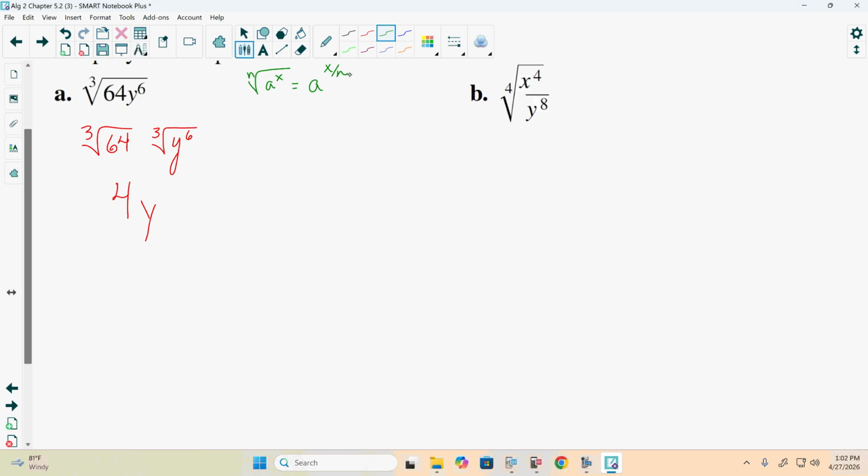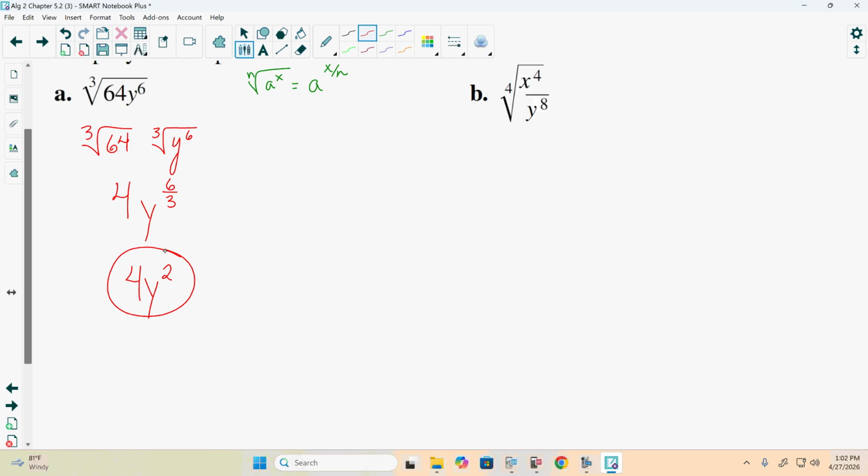Especially with variables, instead of trying to figure out grouping and doing different things with this here, we can look at it as a to the x over n. And for us here, it's going to be y. Exponent attached to y goes on top, so it'd be 6. The denominator would be the root, which is 3. 6 divided by 3 is 2. Telling us that we have 4y squared.